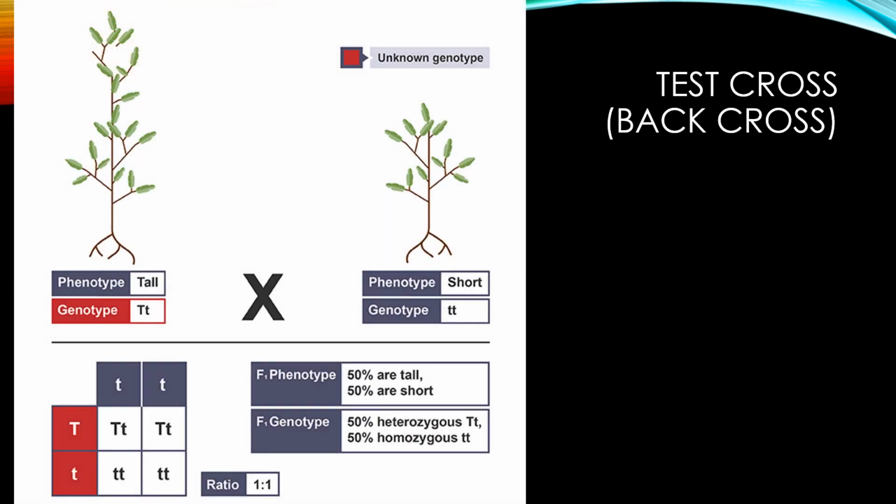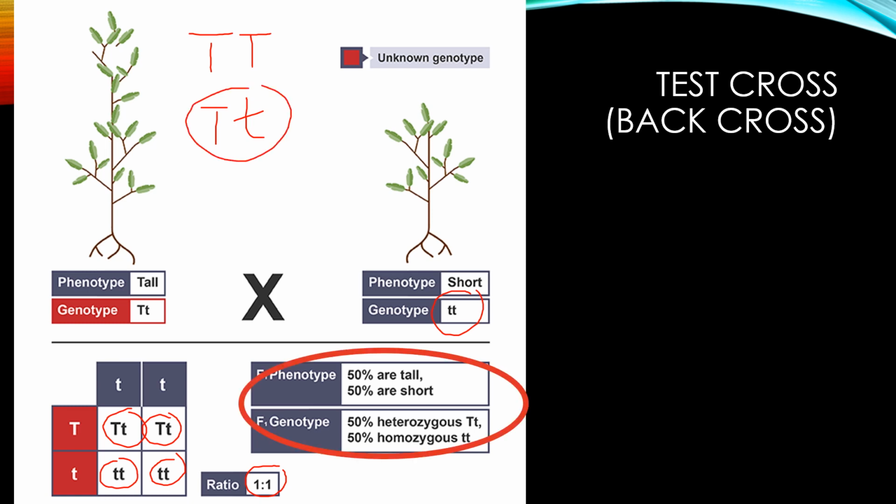However, when we cross the unknown tall plant, which we said before must be either capital T, capital T or capital T, small t, this time you end up with a combination where half of them are tall and half of them are short. The only way you can get that 1-to-1 ratio is if the plant was heterozygous.